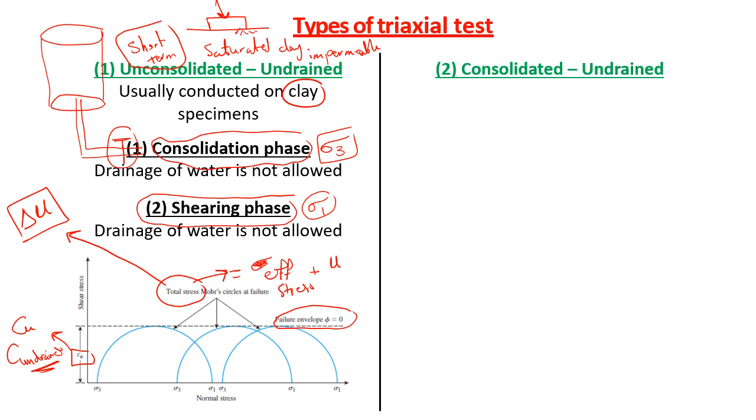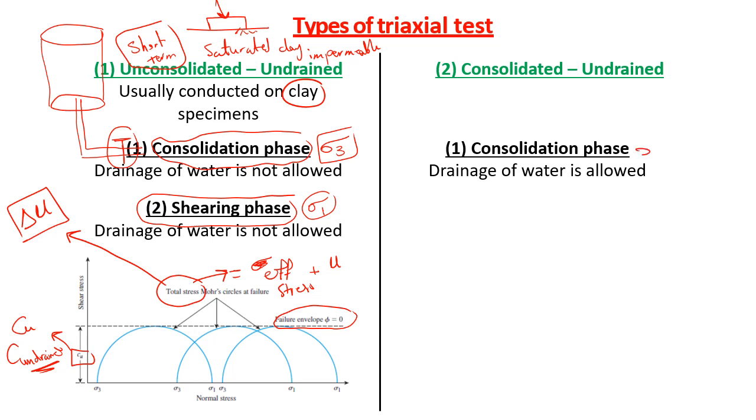Well, in the second test, the consolidated-undrained test, in the first phase, which is the consolidation phase, where you apply a sigma 3 cell pressure on the soil sample, the valve is opened. So during the application of the cell pressure, the triaxial stress sigma 3 on the soil sample, the water can move out of the soil sample. The water can escape from the load.